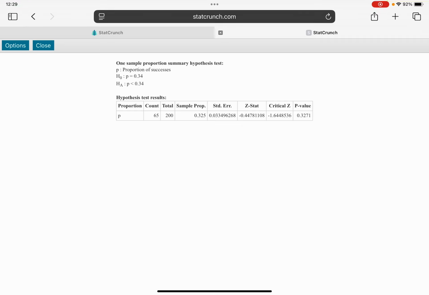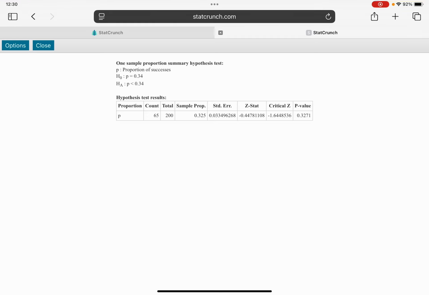We got that critical value. That's in case my lab asks for a critical value. And then we also get the p-value, 0.3271. Now we got 0.3264 because we rounded our z and then found the p. Here, this one's a little more precise because they don't round the z. So 0.3271 is more precise.